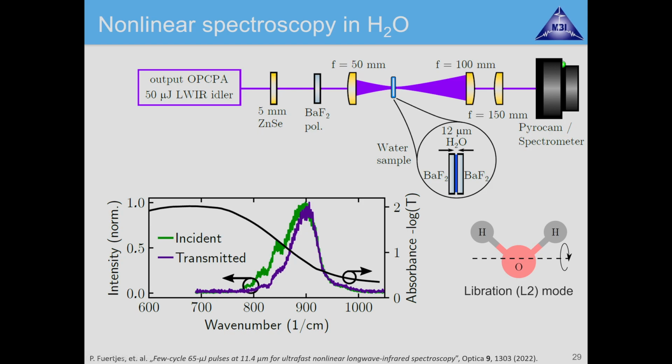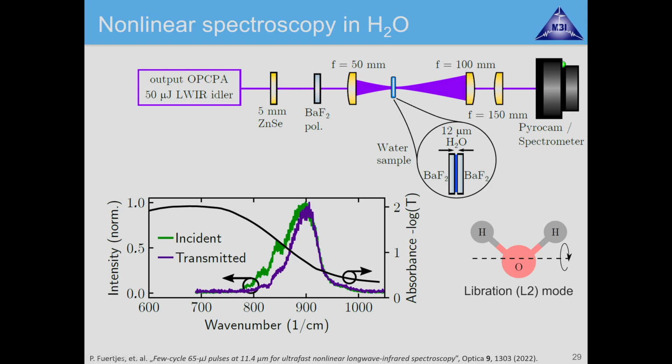Then we have a spacer here, which allows us to introduce 12 micrometers of water, and this is not flowing, so this is just put inside and used as it is. And then we just send the idler through it and just record the transmitted light on the other side with some additional lenses.